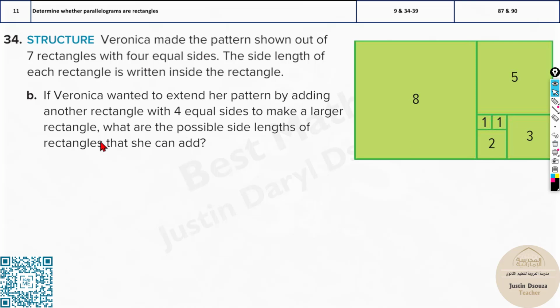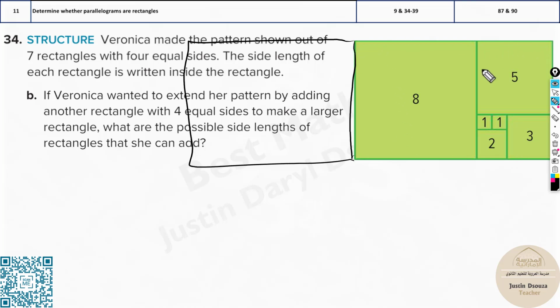And the B part of the question is, if Veronica wanted to extend a pattern by adding another rectangle with 4 equal sides, okay, another rectangle will be added, but the sides will be equal. To make a larger rectangle, what are the possible side lengths of the rectangle that she can add? Now here, what is this length over here? It's 8, right? So then another 8 is possible, or she can add it over here down.